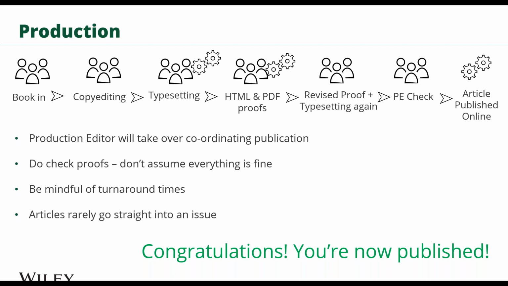There's a few important things for you to remember at this stage. The first is that you must check the proofs. You shouldn't just assume that everything is fine. As the author of your article, you're in the best position to spot errors, and you need to take care to prevent them from going into the final published version. Once your article has been published, it's going to be very difficult to make changes or correct any errors.